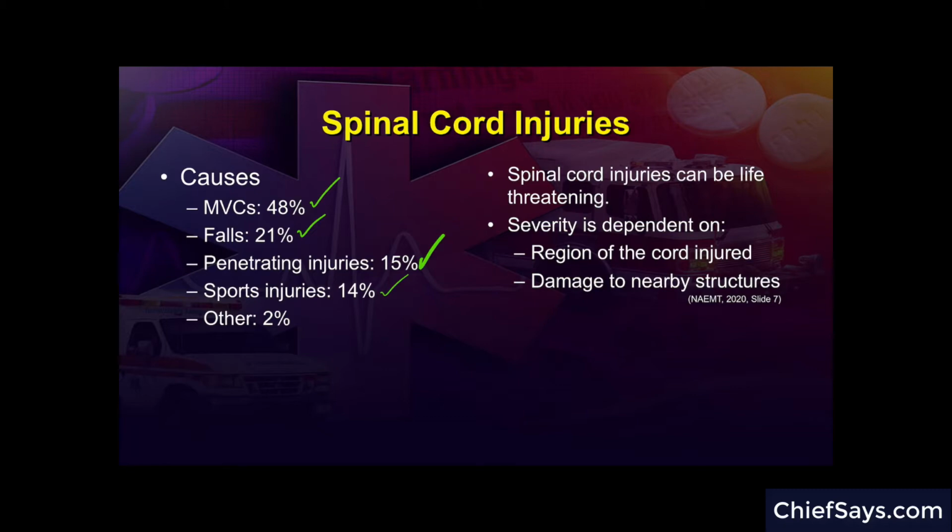When somebody has a mechanism of injury that potentially can damage the spinal cord, the severity is dependent on two factors. Number one, what part of the cord is actually injured in the process, what we'll term our primary cord injury. And second, what's the damage to the nearby structures, and how does that impact the function of the underlying spinal cord?